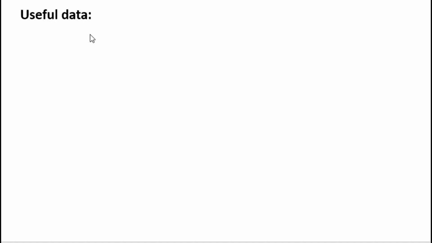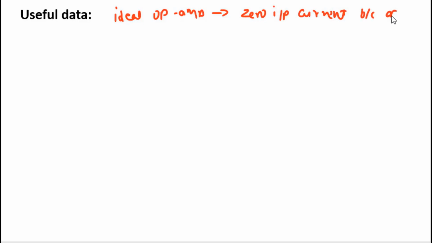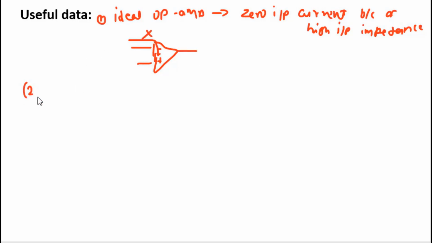So the useful data for this question is that an ideal op-amp has zero input current because of high input impedance. Suppose you have an ideal op-amp with its inverting and non-inverting terminals, then no current will flow into the op-amp. There is no current.